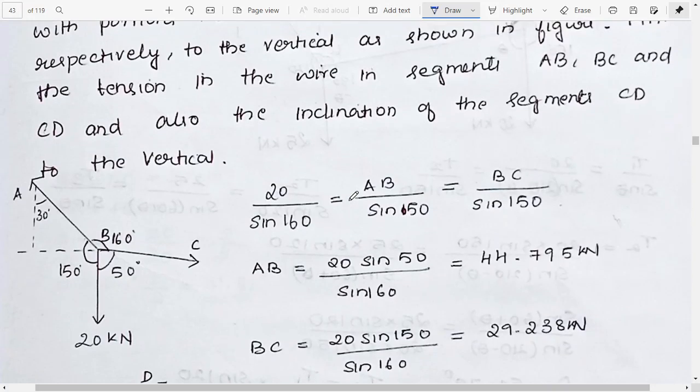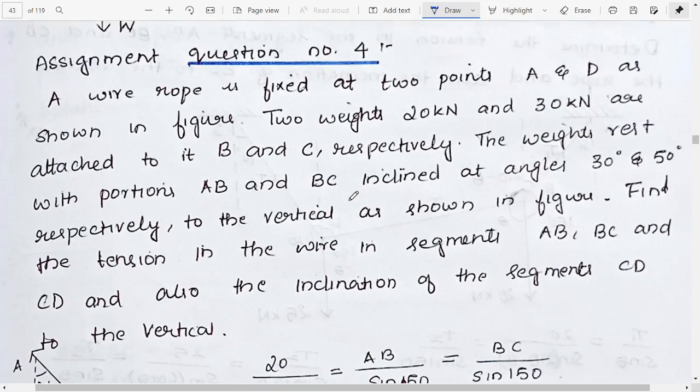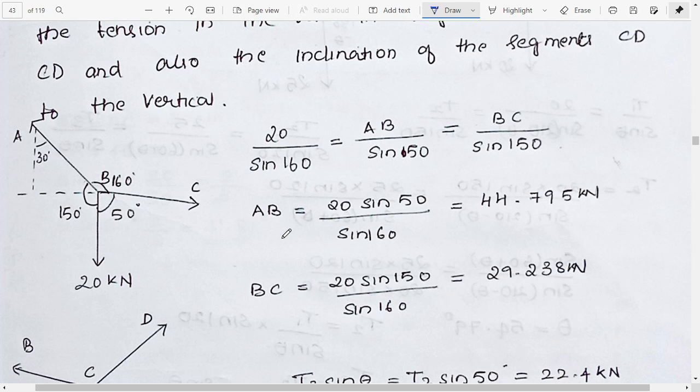Actually, I haven't drawn the diagram for that, but we can draw the diagram from this itself, so pause this video and just draw the diagram. So I hope you have drawn the free body diagram.